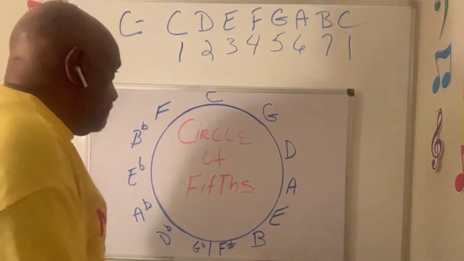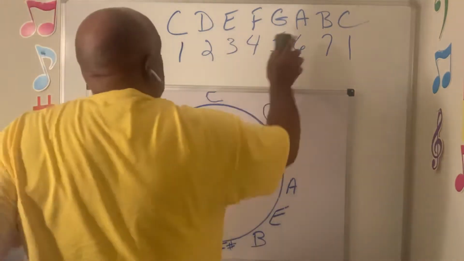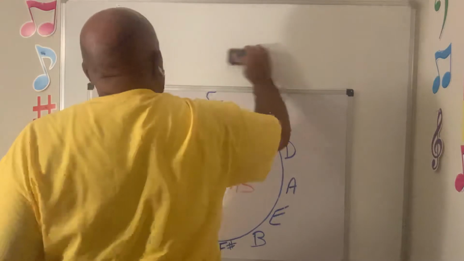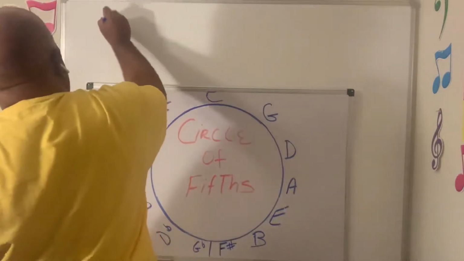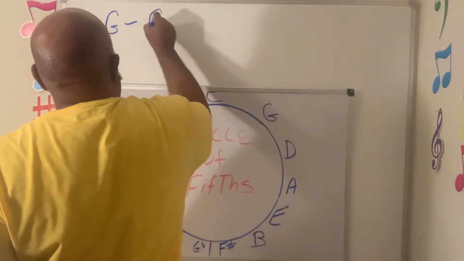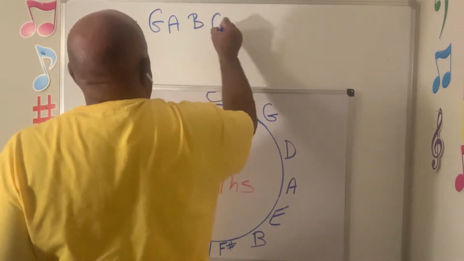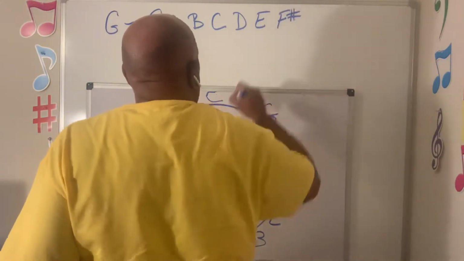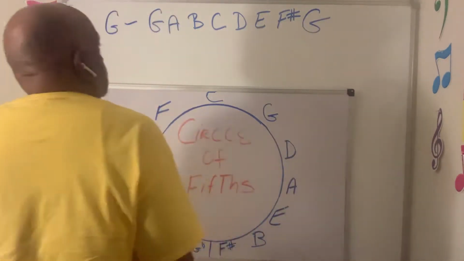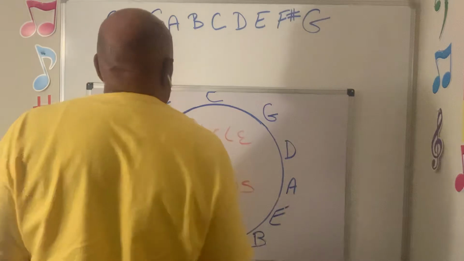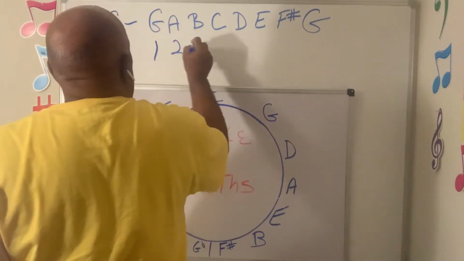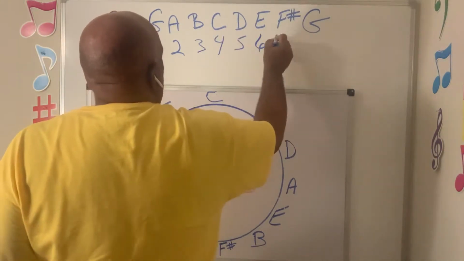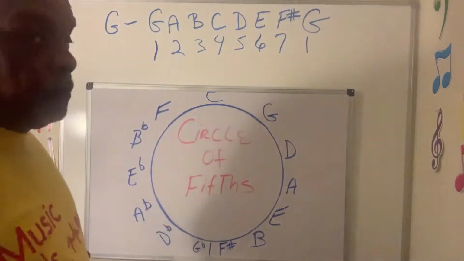So let's go to the key of G now. All right, in the key of G major, there's one sharp. Let's go. G, A, B, C, D, E, F sharp, G. G is 1, A is 2, B is 3, C is 4, D is 5, E is 6, F sharp is 7, back to the 1, which is G.